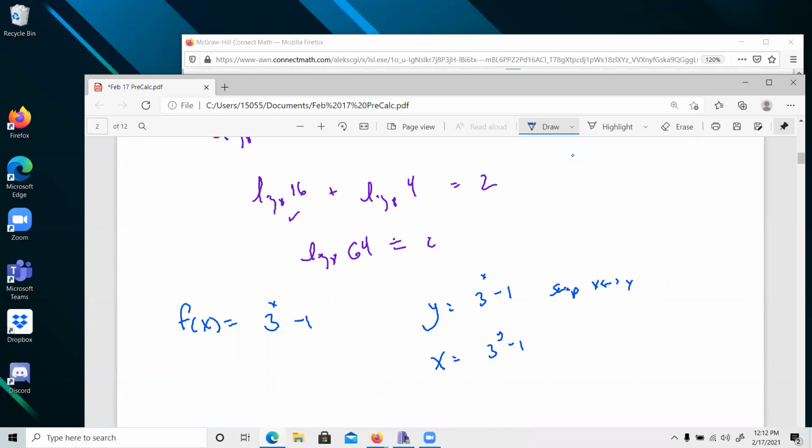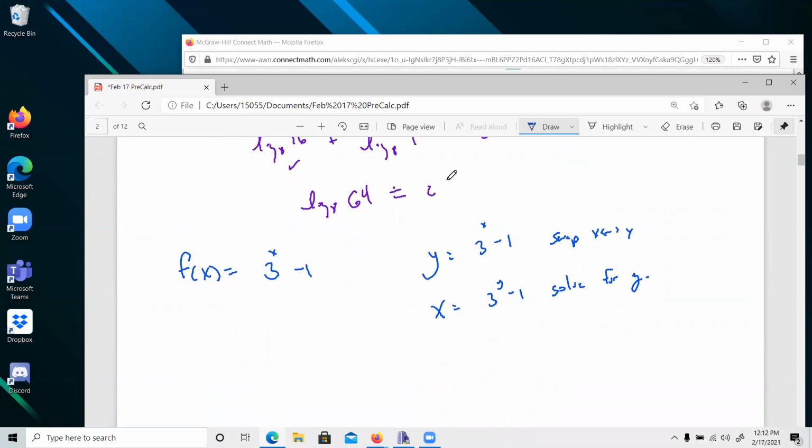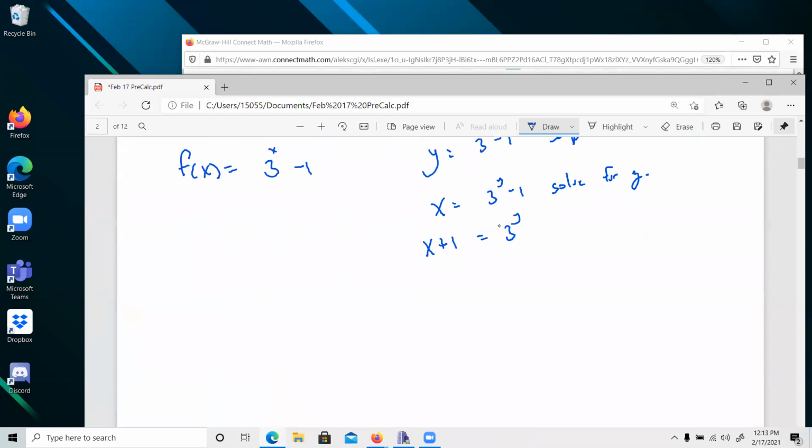And then what we're going to do here is solve for y. Let's get y by itself. So we have x plus 1 is equal to 3 to the y. And now what I'm going to do is take the logarithm of this base 3 on both sides. We're going to say this is log base 3 of x plus 1, and that's equal to log base 3 of 3 to the y. The reason why is because when I've got this going on, that's just going to be a 1.